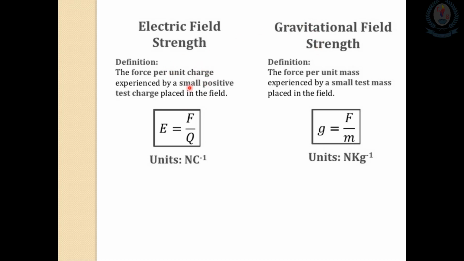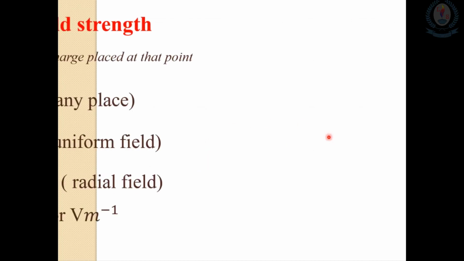Now we'll have a look and compare the electric field strength and the gravitational field strength. The definition: electric field strength is force per unit charge, and gravitational field strength is force per unit mass. We are familiar with this from O-level class. The force we are concerned with is on a small positive test charge, and here a small test mass. So the relationship is a little bit similar. Here force over charge, here force over mass. This is electric field strength, this is gravitational field strength. The units are N C^-1, newton per coulomb, and newton per kg. Both are vector quantities, so they have magnitude and direction.